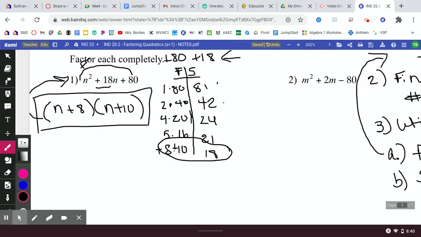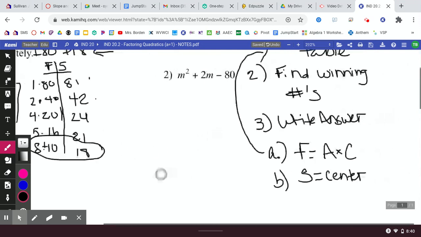Okay? Now, this seemed like a lot because I went through the whole process of finding the winning factors. Your winning factors might jump right out at you. If they do, wonderful. Don't fill in your factor sum table with a bazillion choices if you know right away what your winning one is. All right? So let's look at number 2.